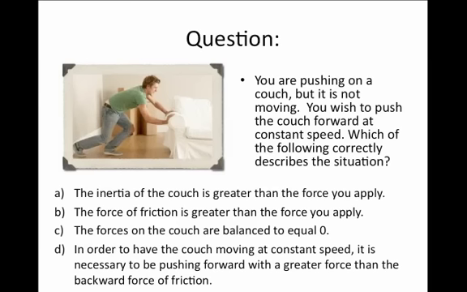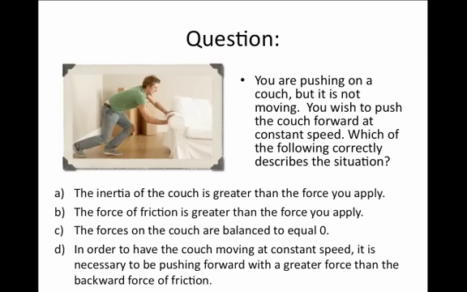Here's a question that sometimes gets at the heart of how we are confused about how friction works. Suppose you're pushing on a couch and you're trying to move it along the floor, but it does not move. Which of the following statements explains the situation correctly? Is it A, that the inertia of the couch is greater than the force you apply? B, that the force of friction is greater than the force you apply? C, that the forces on the couch are balanced to equal zero? Or D, in order to have the couch moving at a constant speed, it is necessary to be pushing forward with a greater force than the backward force of friction?